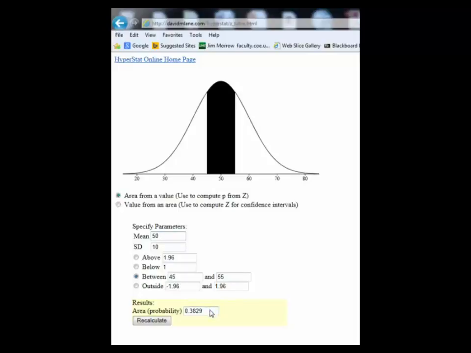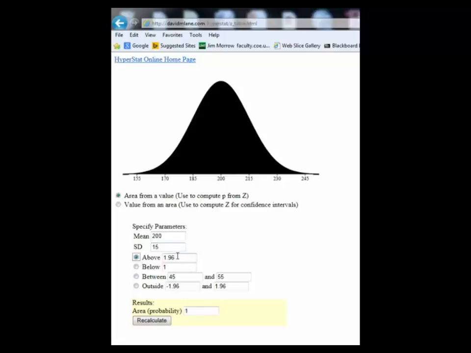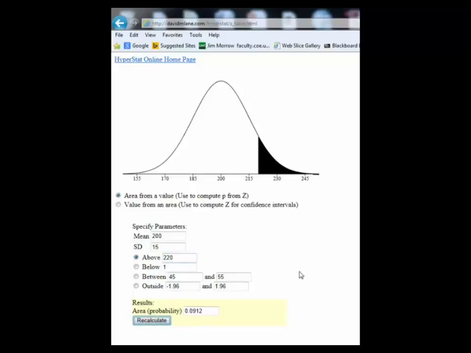Let's change this now to a raw score distribution. We'll go back to our bowling scores where the mean was 200 and the standard deviation was 15. Let's find out how many individuals would have a bowling average above 220. And the answer is 9%.